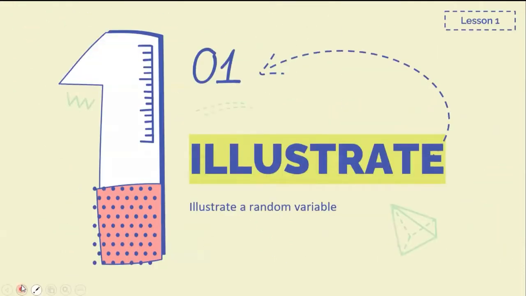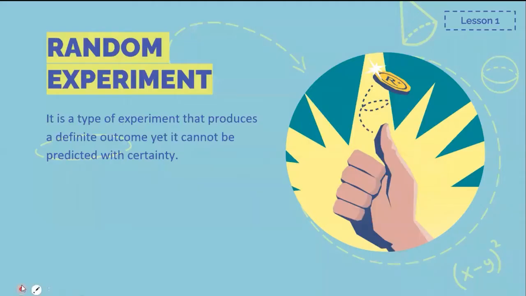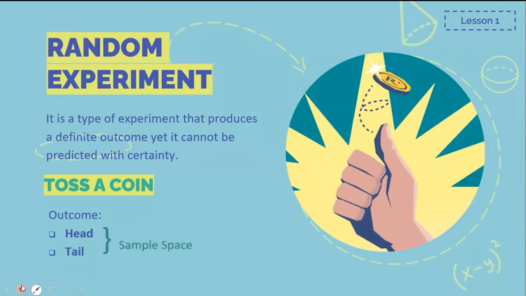So, let's get started. The first term that we need to keep in mind is random experiment. It is a type of experiment that produces a definite outcome, yet it cannot be predicted with certainty. As the term implies, it's random. An example of this event is when we toss a coin. It has a clear outcome of either head or tail, but we have no way of knowing which will show up. These possible results, the head and tail, are referred to as sample space.